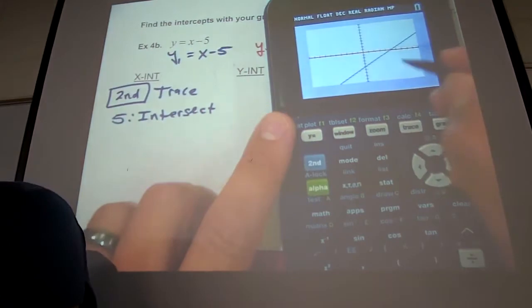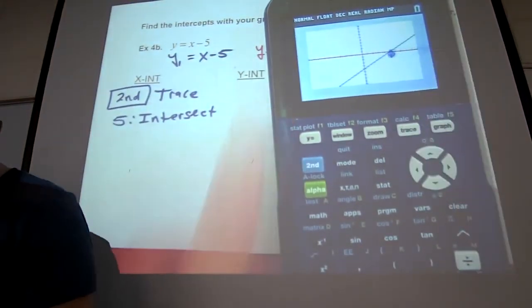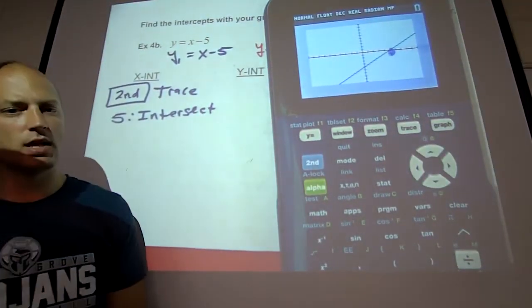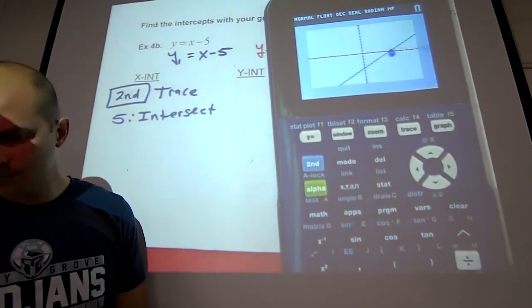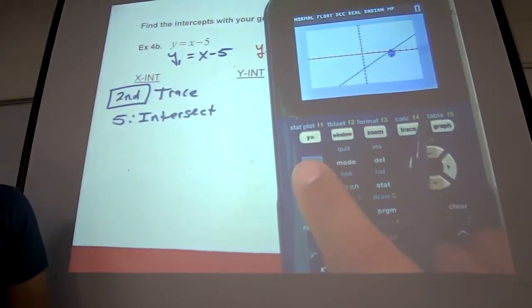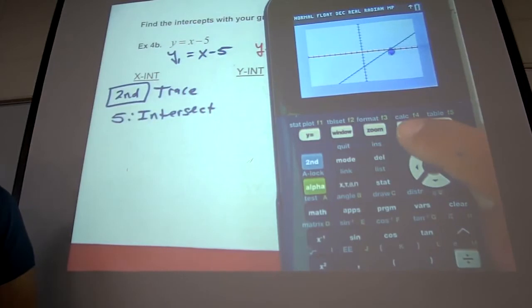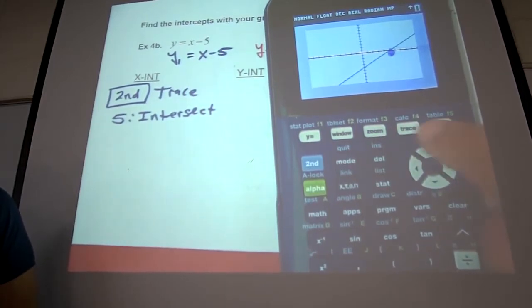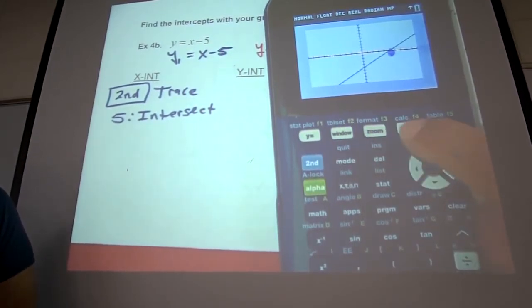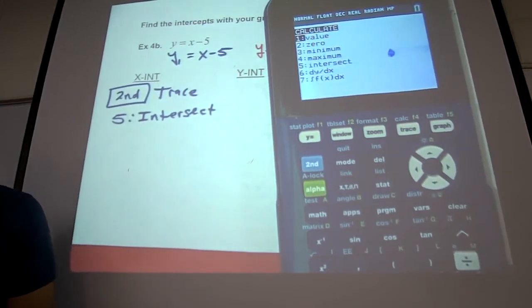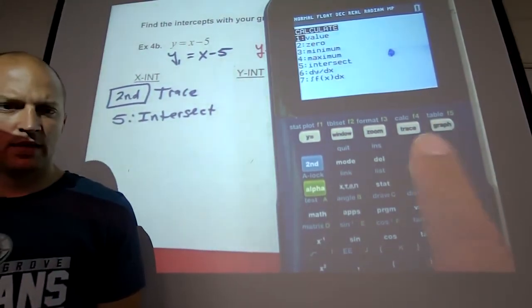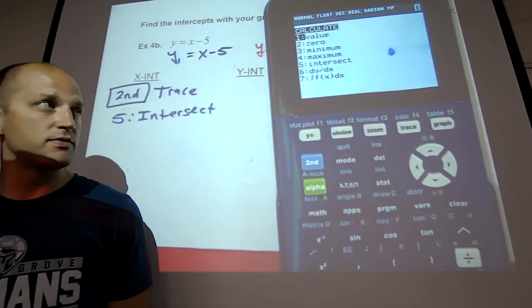I want to find the intersection right there of my red line and my blue line. Okay? So press second. Second is right up here. Trace is next to zoom. See graph, trace, zoom. So trace. And I want to toggle down with my directional pad, or I just press 5, the number 5.